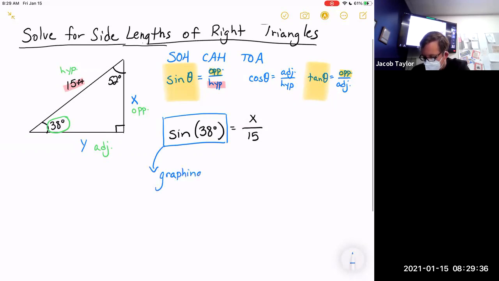But beware. Because I told you back whenever we first started learning about this kind of stuff that there are two different ways that you can measure angles. The way that you have measured angles for your entire life so far is using degrees. 38 degrees, 52 degrees. But in calculus and pre-calculus, there is another way to measure angles called radians, and your calculator does both.